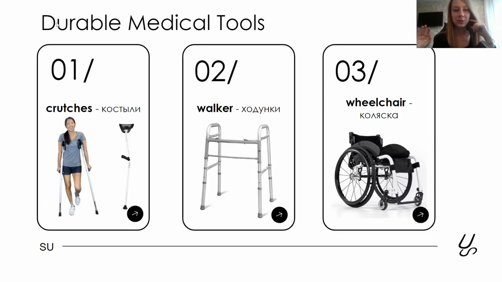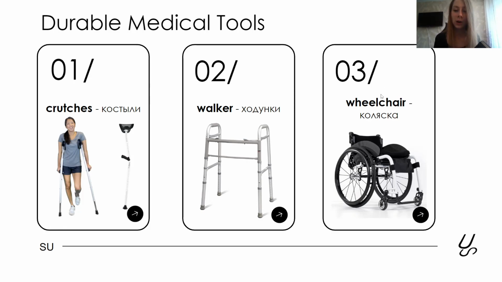And the last durable medical tools are crutches. Crutches help people with injured limbs, for example, to walk, or walker. So usually you can see some elderly people using these walkers just to walk, to get somewhere, and so on.